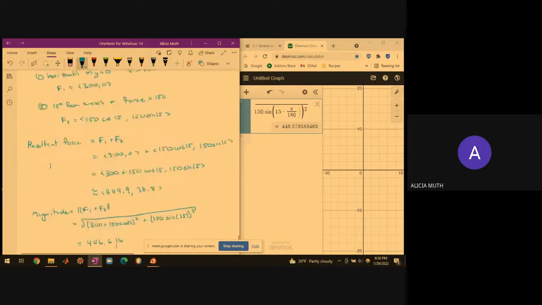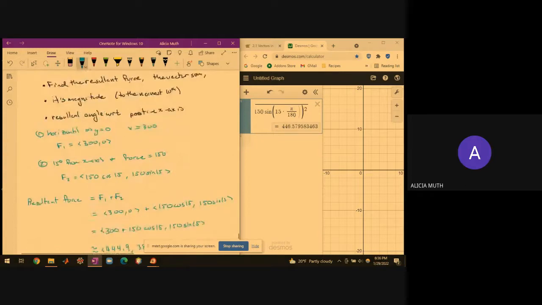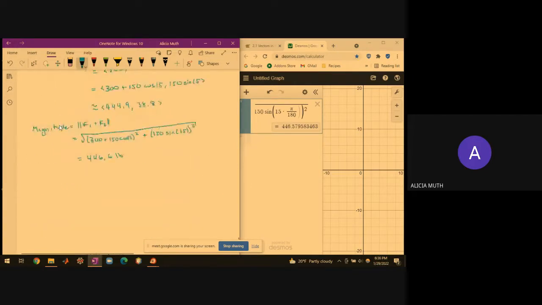All right, so what's the third part of this? We've gotten our resultant force, the vector sum. We've gotten the magnitude to the nearest tenth. Now we're interested in the resultant angle. Okay, well, we know that by SOHCAHTOA, if we're given the x and the y components, we could probably use tangent. I think that would be the best, right? So this is our x component, this is our y component.